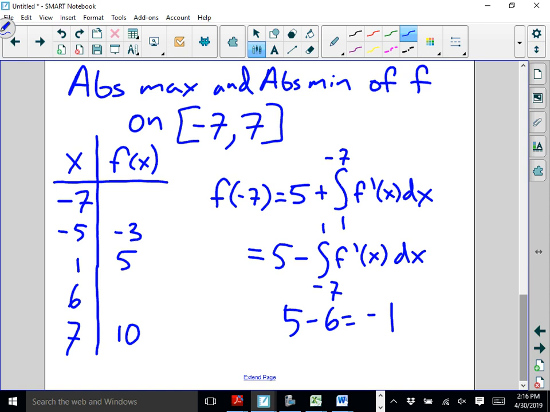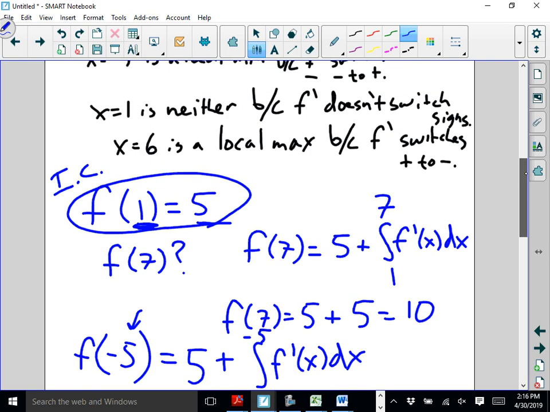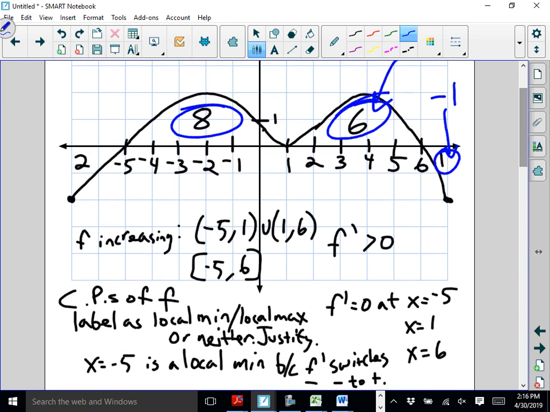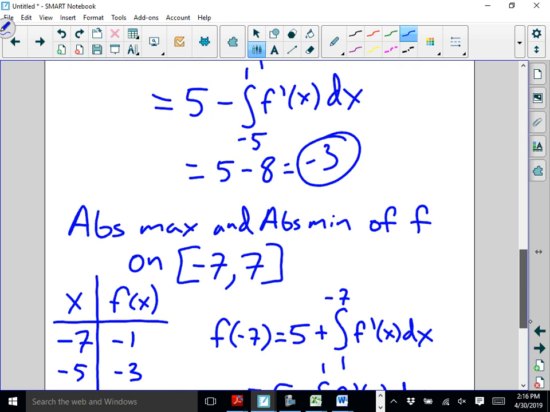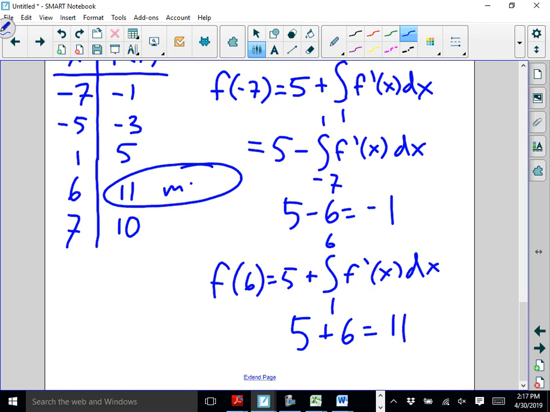Doing f of 6 then, f of 6 would be 5 plus the integral from 1 to 6 of f prime. I don't need to switch the order here. The integral from 1 to 6 is 6. So I've got 5 plus 6, which equals 11. So 11 would be my max value. -3 would be my min value.